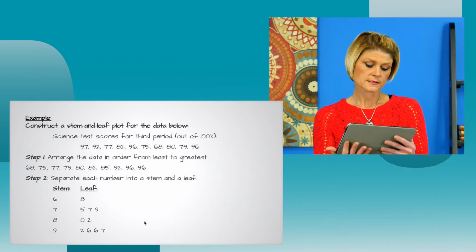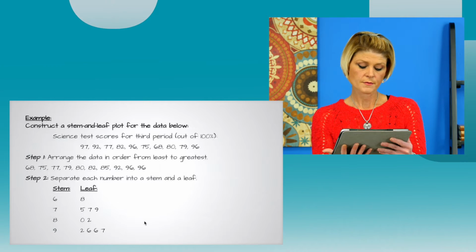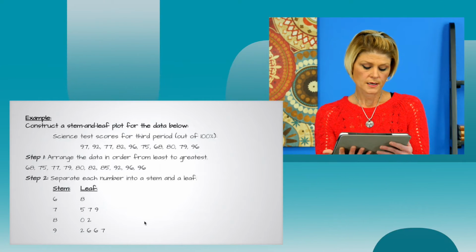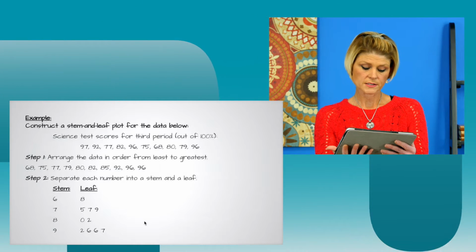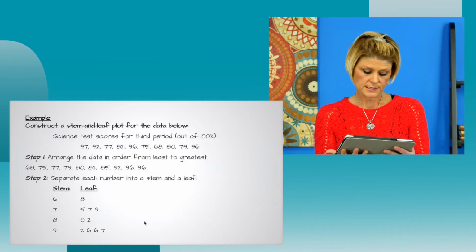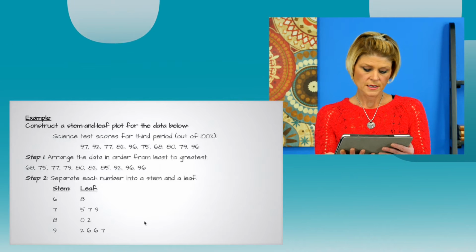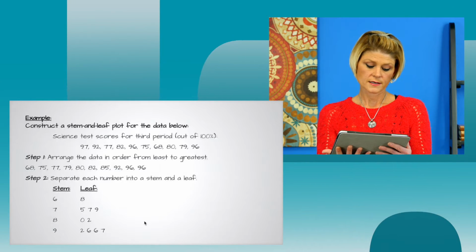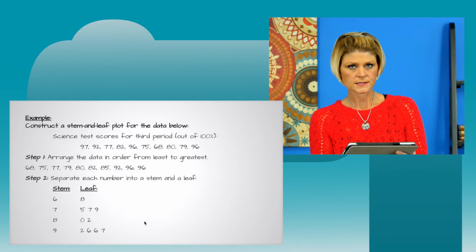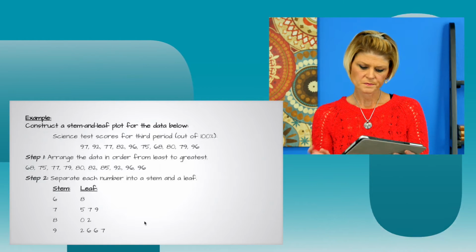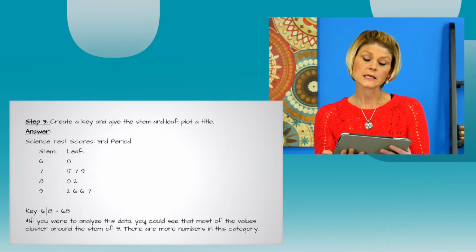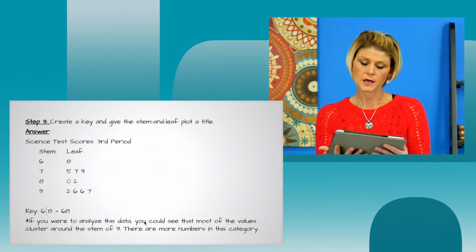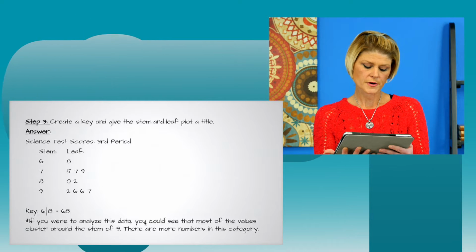Okay, so you can see 68 is 6 for the stem and 8 for the leaf. 75, the stem is 7, the leaf is 5. 77, the stem is 7, the leaf is 7. And for 79, the stem is 7 and the leaf is 9. And you can see the rest of the numbers. Pretty simple. And then step 3, it's important that we create a key and give a stem and leaf plot a title. So here's our answer.